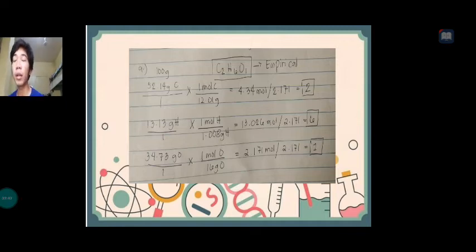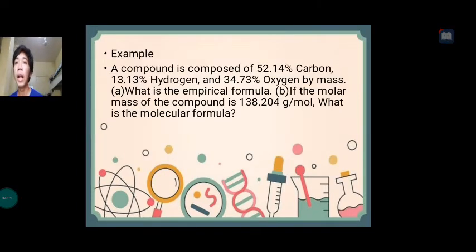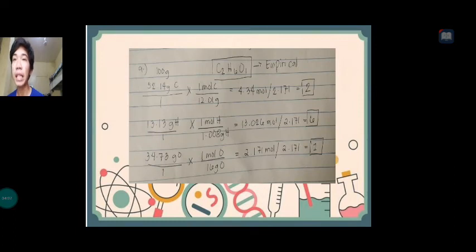So the empirical formula must be whole numbers. So 13.026 moles divided by 2.171 equals 6. And then 2.171 moles divided by 2.171 is 1. So our empirical formula is C2H6O1.